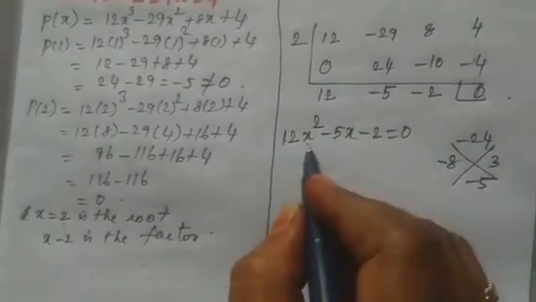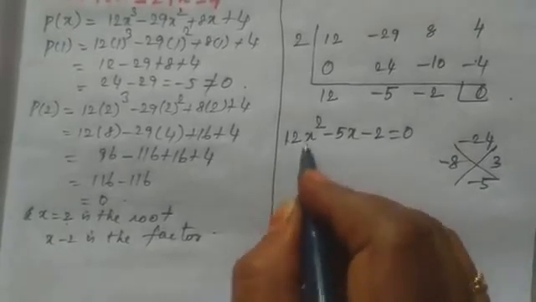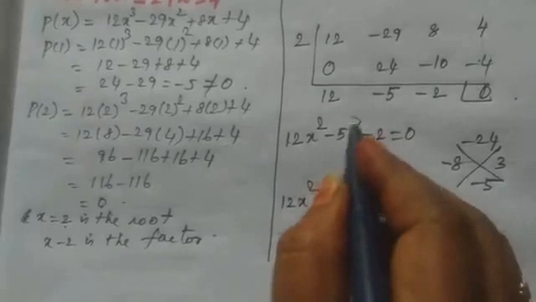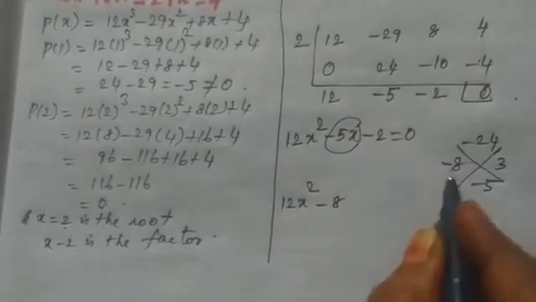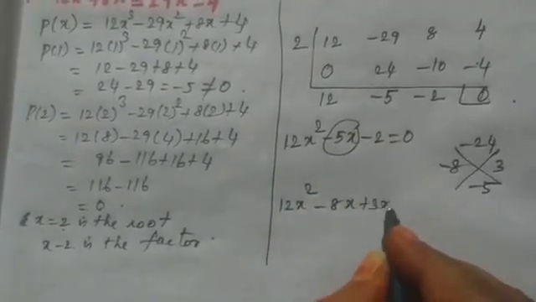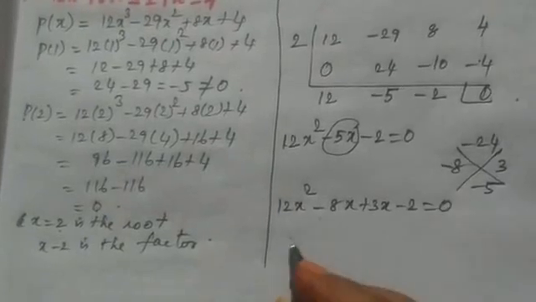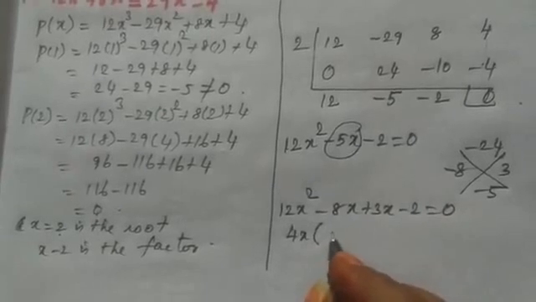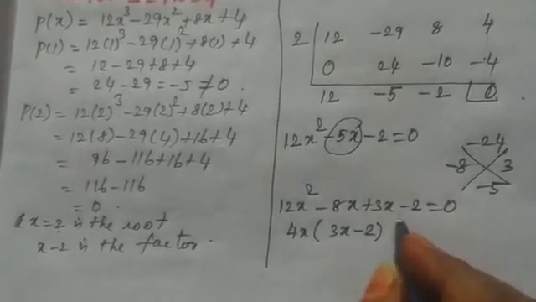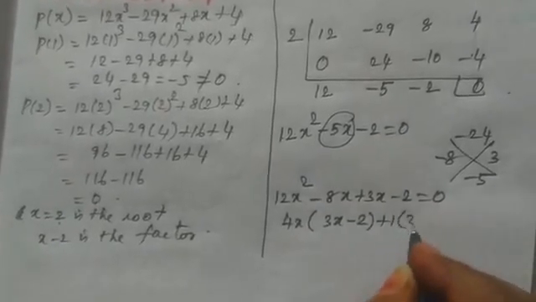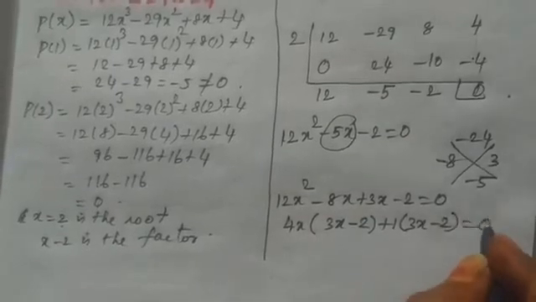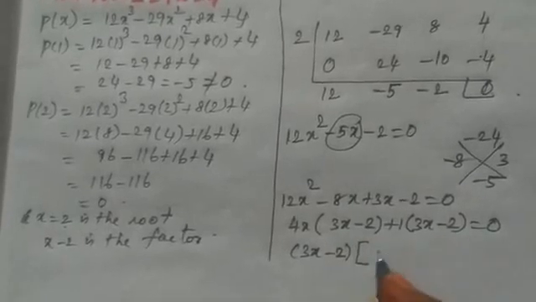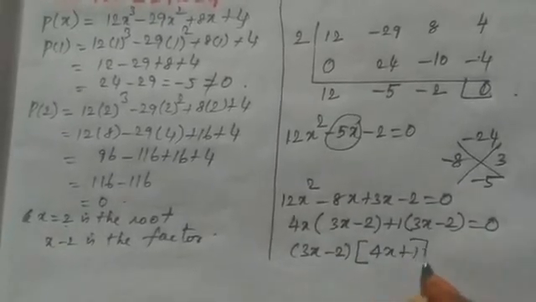Okay, good. The coefficient of x square is not 1, it is 12. So by splitting the terms, I am going to write minus 5x as minus 8x plus 3x, minus 2 equal to 0. Now from these two I can take 4x as common. What will be the balance? 3x minus 2. So again here it is 3x minus 2. If I take 3x minus 2 as common from these two terms, the balance is 4x plus 1 equal to 0.